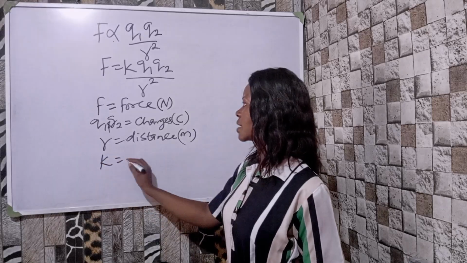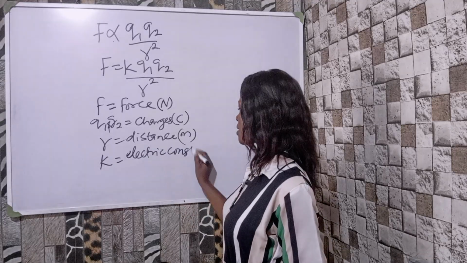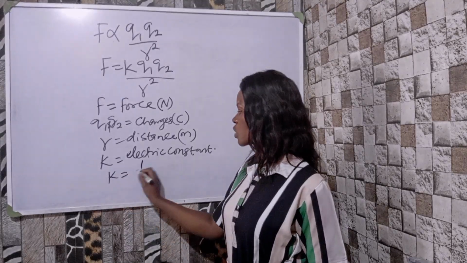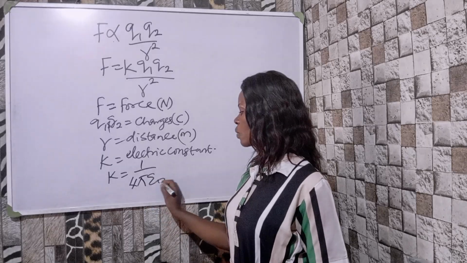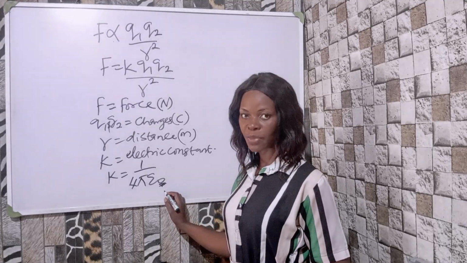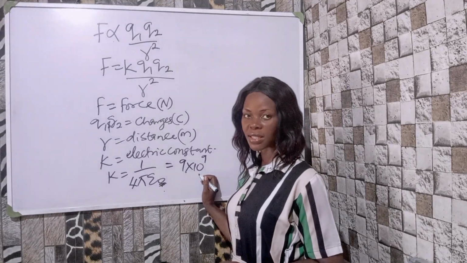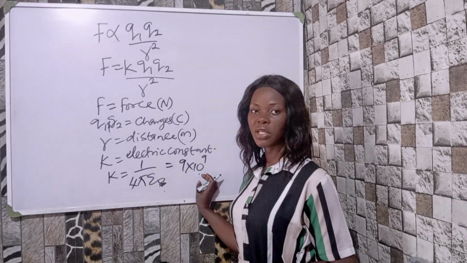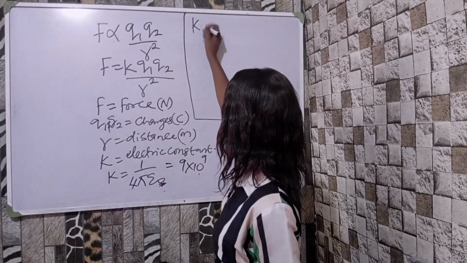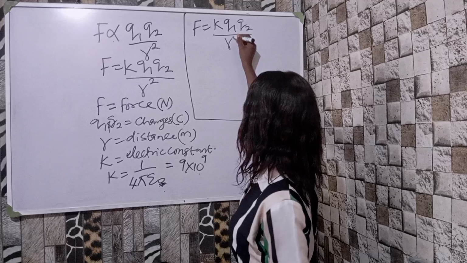Now we have a constant k. We call it the electric constant. This electric constant can also be written as k equals 1 over 4 pi epsilon 0. Epsilon 0 means permittivity of free space, and the value of k is 9 times 10 raised to power 9. So let us generate the unit of k by making k the subject of the formula in this equation. We have that F equals kQ1Q2 over r squared.